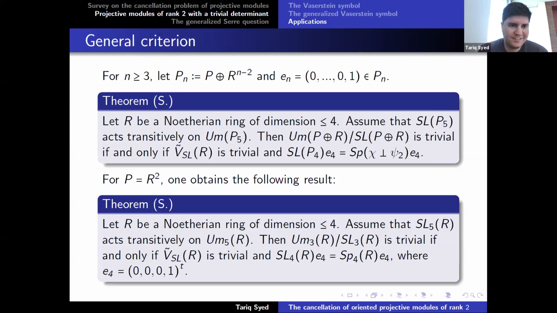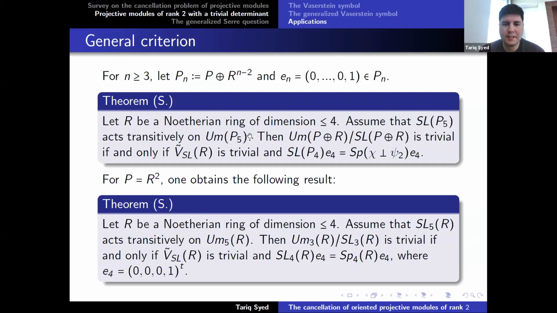So we'll be more technical now. I define P_n for n at least 3. Simply take the direct sum of P and R^(n-2), and consider this element e_n, where all the coordinates are 0 and the last one is 1. I will always discuss the special case when P is free, because that's easier to digest maybe. So R is a unitarian ring of dimension at most 4. This was the case in my question at the beginning of the talk. Now we have to assume some cancellation property. So SL_P5 acts transitively on P_5, which is a technical assumption to make this theorem true. Yeah, you can ignore that.